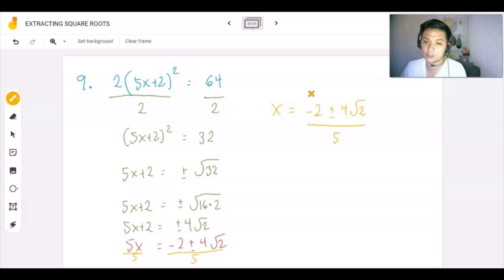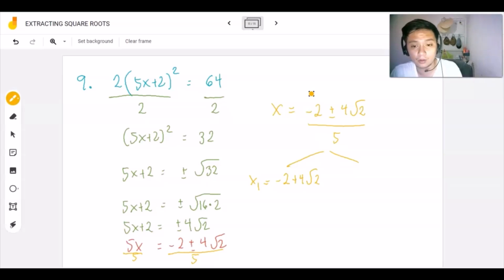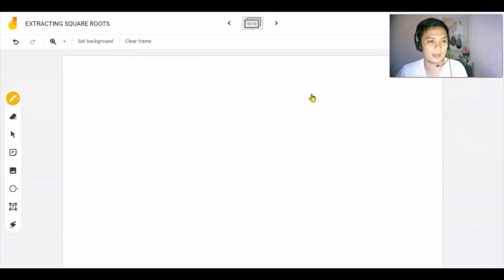So again, this is an algebraic fraction and we can no longer simplify it or reduce it to its lowest term kasi 2, 4, and 5 are relatively prime. So we just write it in another way. So x sub 1 is negative 2 plus 4 square root of 2 all over 5, and then x sub 2 is negative 2 minus 4 square root of 2 all over 5. Okay, so I think I am down to my last example, number 10. Okay, let me choose from my notes here ano ang pwede natin masagutan.